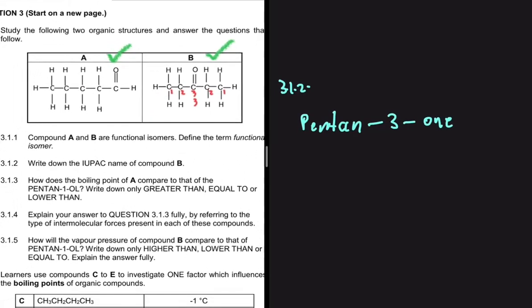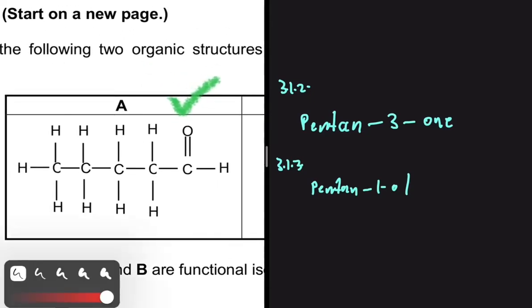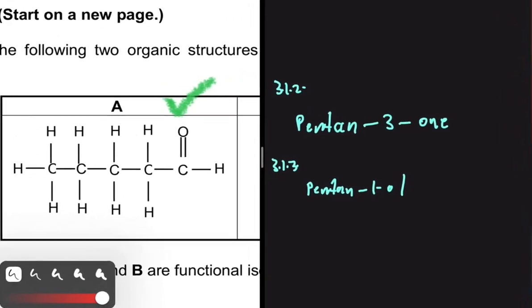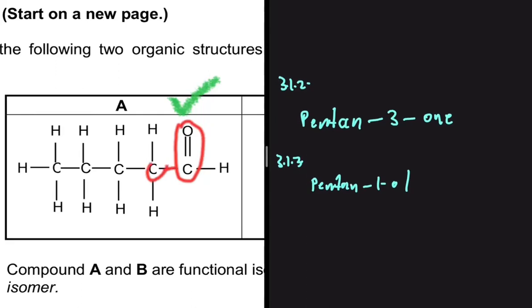Let's look at 3.1.3. How does the boiling point of A compare to that of pentan-1-ol? So we have pentan-1-ol and compound A. Write down only greater than, equal to, or lower than. So let's go to compound A. Compound A is an aldehyde because the carbon that is bonded to the oxygen is only bonded to 1 other carbon. So that makes it an aldehyde.